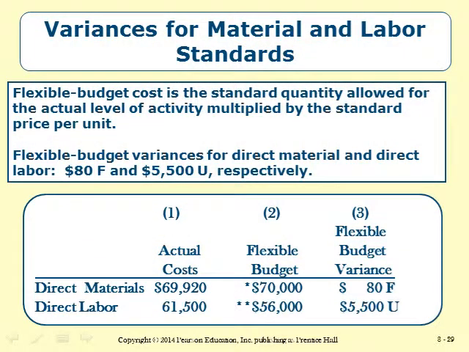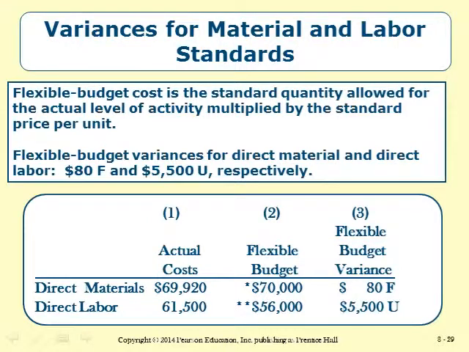In this case, the flexible budget cost is the standard quantity allowed for the actual level of activity multiplied by the standard price per unit. Flexible budget variances for direct material and direct labor are $80 favorable for direct material and $5,500 unfavorable for direct labor, respectively.